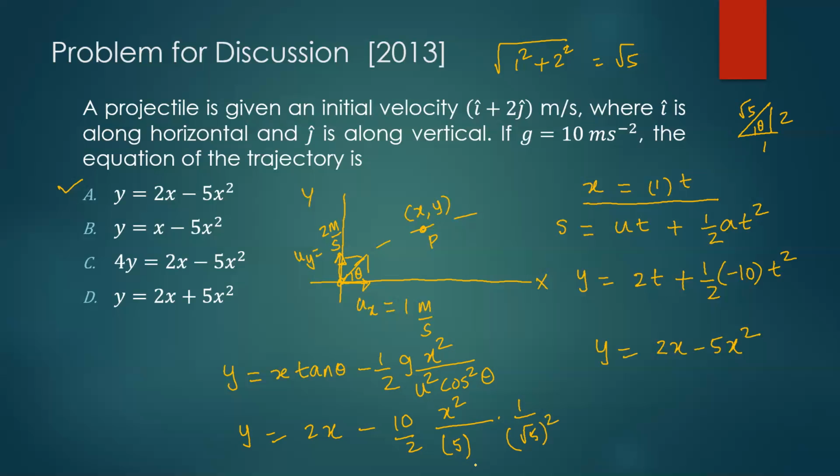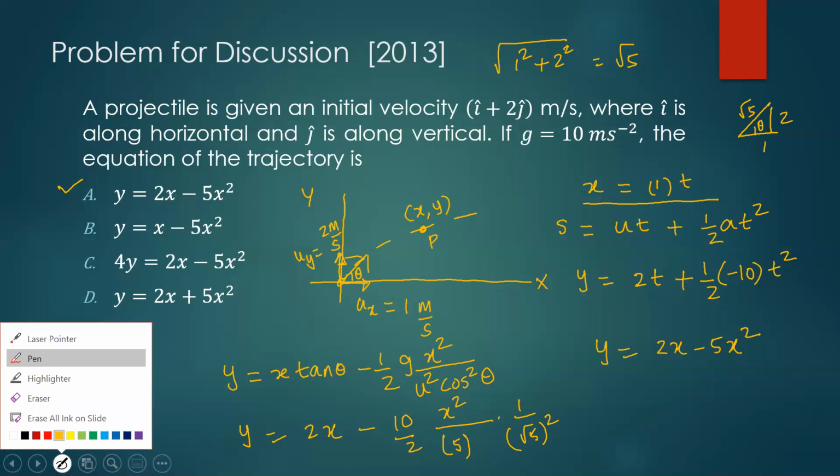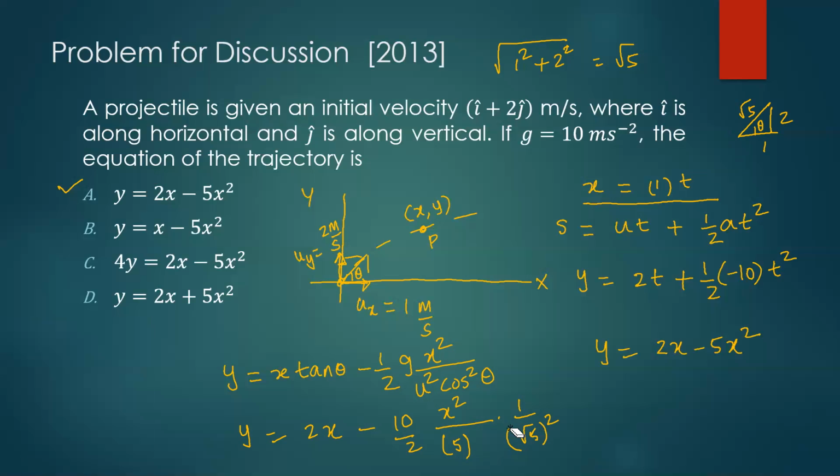So this is 1 by 5. But here, where are we going? Cos square theta is in the denominator, so 5 gets cancelled. Cos square theta is in the denominator. I think the normal approach is much better. Again, I was making a mistake, so thanks for pointing that out. Okay, so it's in the denominator. So you get here 1 by root 5 whole square. So again, you'll get the same equation.